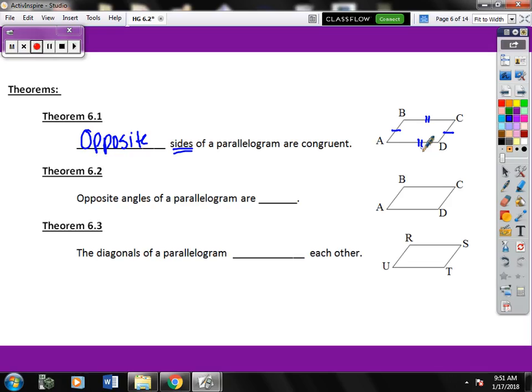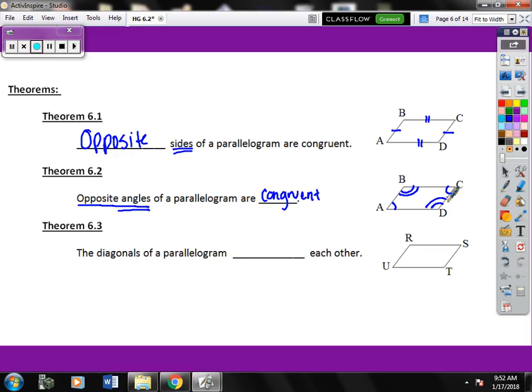Theorem 6.2 tells us that opposite angles of a parallelogram are also congruent. So angle A would be congruent to angle C, the whole angle A. Now sometimes they will cut it, like bisect the angle or something. You want to make sure that you're talking about the entire angle. So even if you had to call it BAD to get that whole angle. And then angle B, put different markings, is congruent to D. They're not all the same unless it's a rectangle or a square.